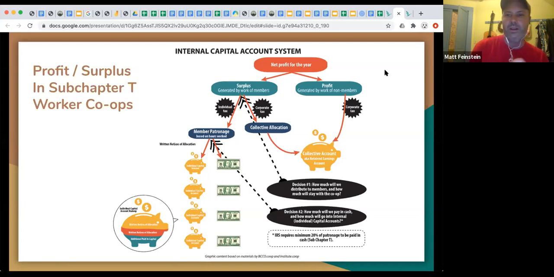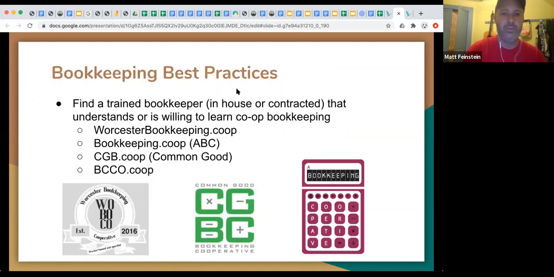Any other questions or thoughts on this? I think I'm close to time, so let me just run through the last few things, which is good bookkeeping practices. If you're getting your co-op up and running, get a good bookkeeper. Sounds like you might have some locally, but here are a few that really get co-ops and are co-ops themselves.